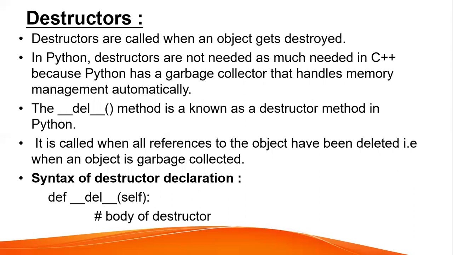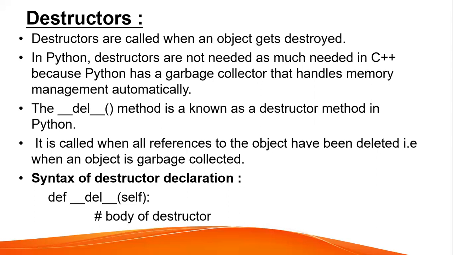And again, here we can see destructors. That means destructors are called when objects get destroyed. In Python, destructors are not needed as much as in C++ because Python has a garbage collector that handles memory management automatically. The del method is also known as the destructor method in Python. It is called when all references to the object have been deleted. That means when an object is garbage collected.